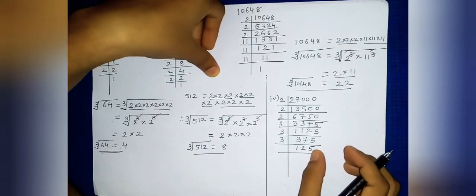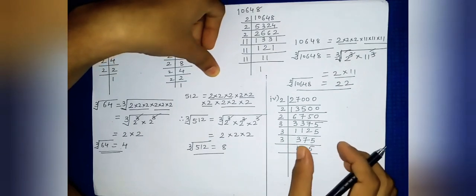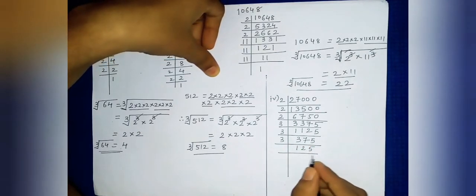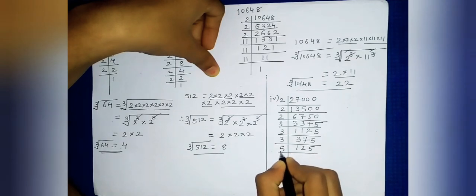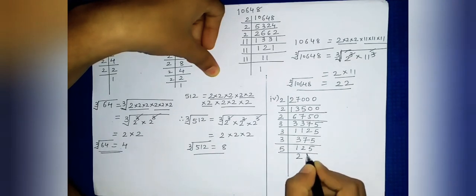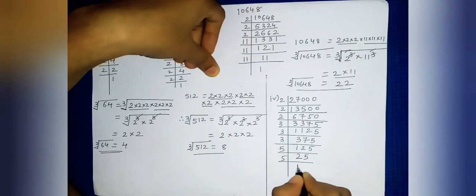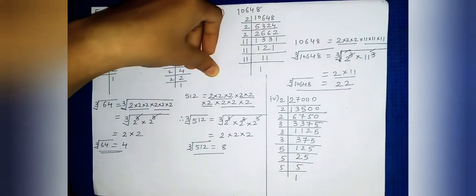Now the last digit is 5, and this number will not come in the table of 3. So we will start with 5. So 5 2s are 10. Now 2 and 5, 25. So 5 5s are. Then 5 5s are 25, and 5 1s are 5. So these are the factors.